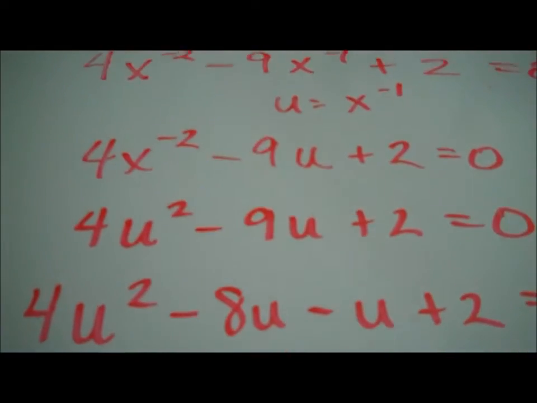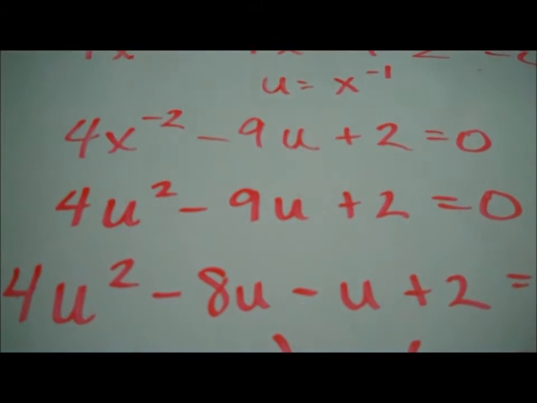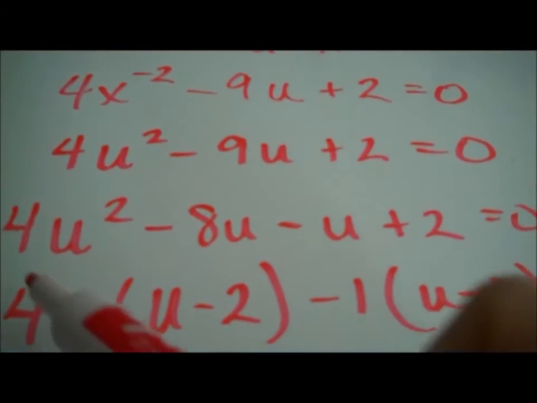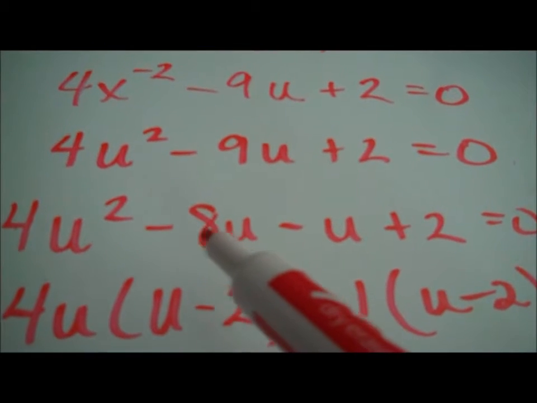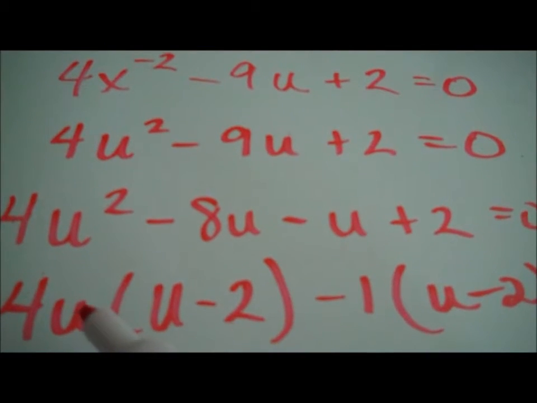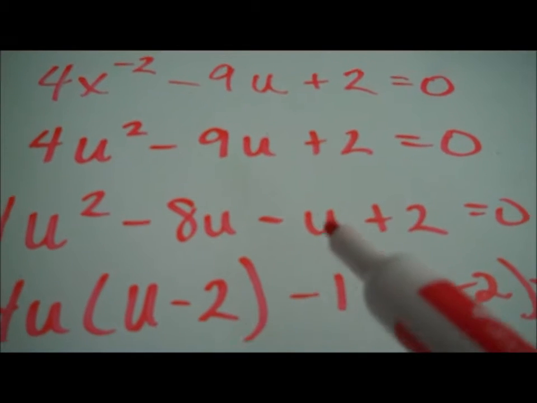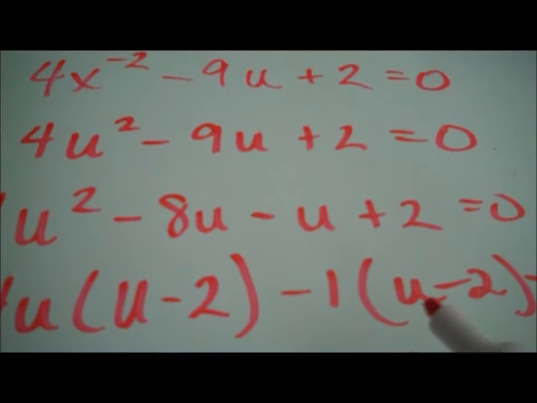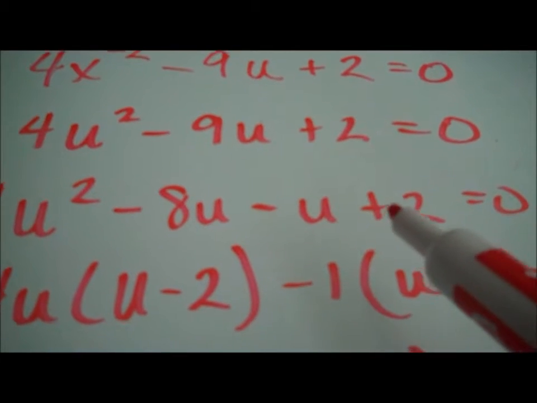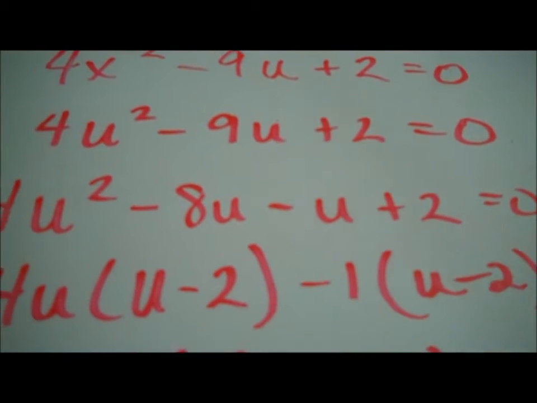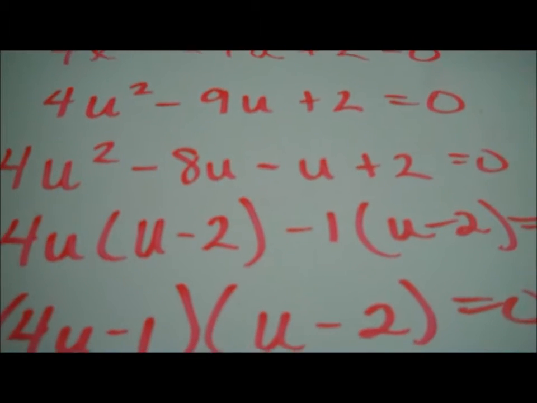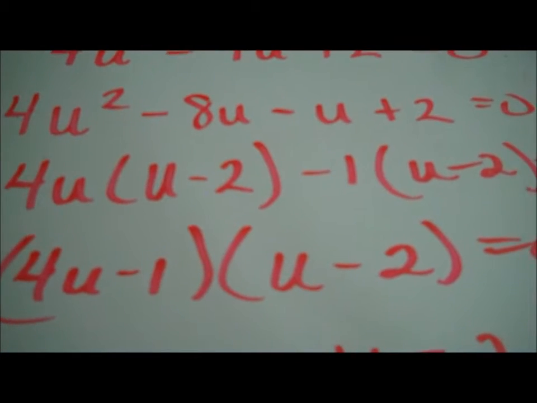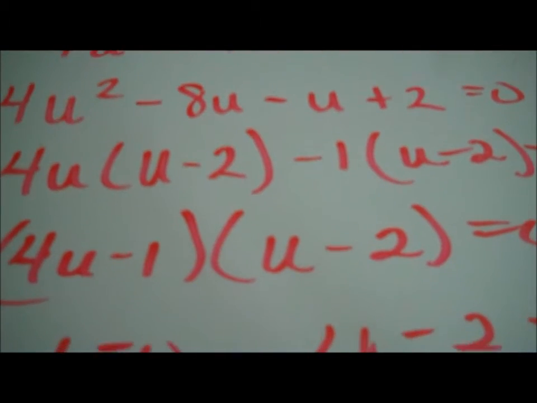Since I have 4 parts here, I can use factor by grouping, so I've done so. I can take out a 4u from the 4u squared minus 8u here, factor that out, and I get u minus 2. Because this starts with a negative, I have to pull out a negative 1, which changes this to u minus 2 again, because that negative 1 will change that positive to a negative. Factor by grouping again, and I get the two binomials 4u minus 1 times the quantity u minus 2.